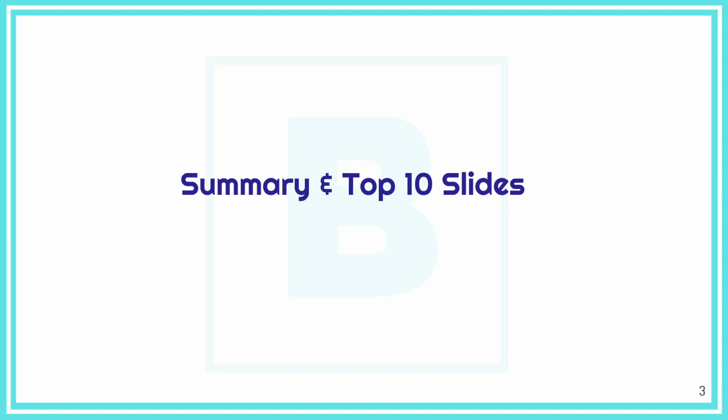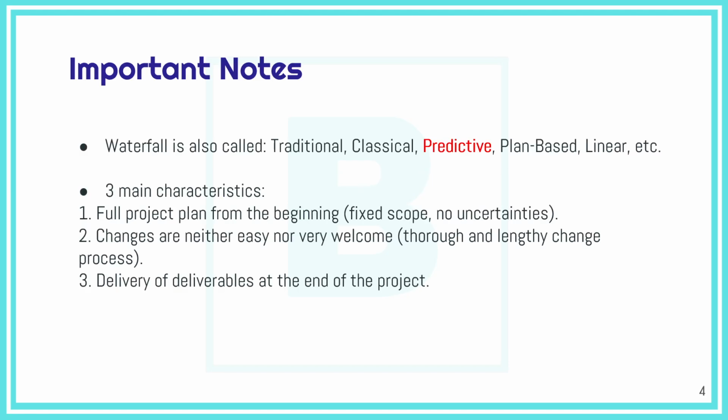So we started the session with a recap of the previous session, where we summarized what we saw in session 1. Then we started section 1.3, an intro to Waterfall and Agile. We went through the important notes of Waterfall, where we explained that Waterfall has different names, like traditional project management, classical project management. The most used term in the PMP exam is predictive project management, and we explained why. It's also called plan-based, linear approach, etc.